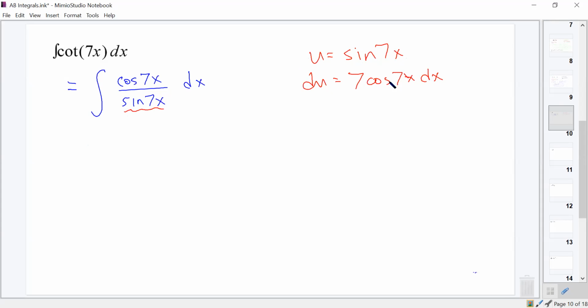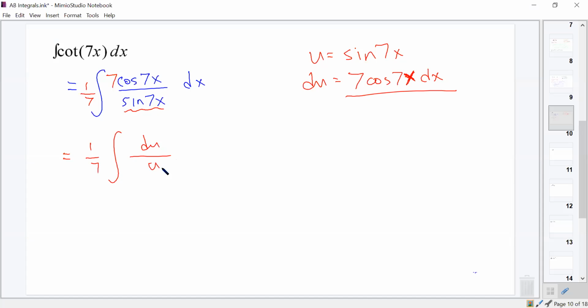I'm glad you remembered the chain rule on that. So do I have 7 cosine 7x dx? Not quite, but I have close to it. I have cosine 7x, so I'll put in a 7. And if I put in a 7, I have to cancel that out by multiplying by a 1/7 also. Good or no? Good. All right, so now we've got 1/7 of the integral. And in the numerator, I have 7 cosine 7x dx, which is exactly my du. And in the denominator, I have exactly my u.